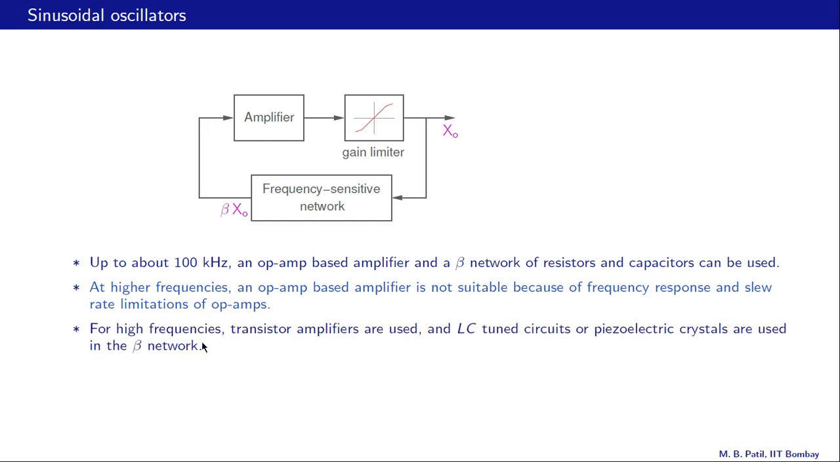So for high frequencies, transistor amplifiers are used. So instead of an op-amp amplifier, we use a transistor amplifier. And LC tuned circuits or piezoelectric crystals are used in the beta network.